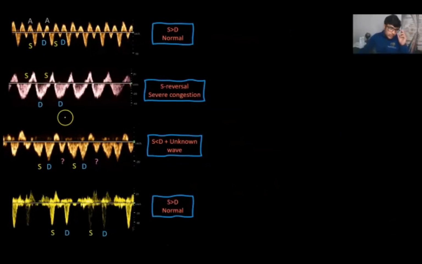There are more examples. So let's look at this slide here containing four different waveforms, and how we label them without EKG, and how that changes with EKG. In the first waveform here, there are two waves above the baseline and two below the baseline. I can label this one as a systolic wave, and this one as a diastolic wave. I can say systole is more than diastole, so it's a normal waveform.